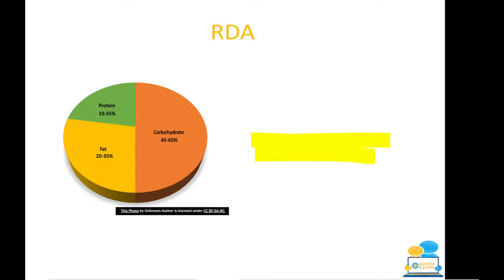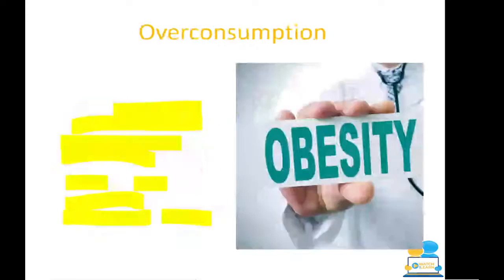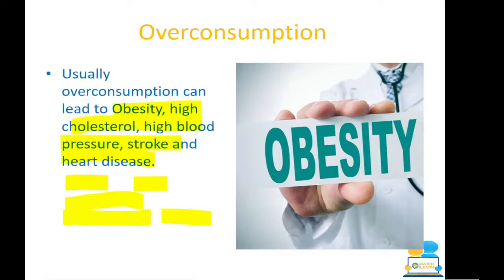So RDA stands for recommended daily allowance. So you see from this plate here that half of it, well nearly half of it, comes from your carbs. So you need to make sure that no more than 30% of your daily intake. So it's going to be the biggest amount of your plate, but you also need to make sure that you're not taking in too many carbs. So overconsumption always means more. So if you're having too many carbs in your diet, you can actually basically cause obesity, high cholesterol, high blood pressure, which is also known as hypertension, can cause strokes and heart diseases.